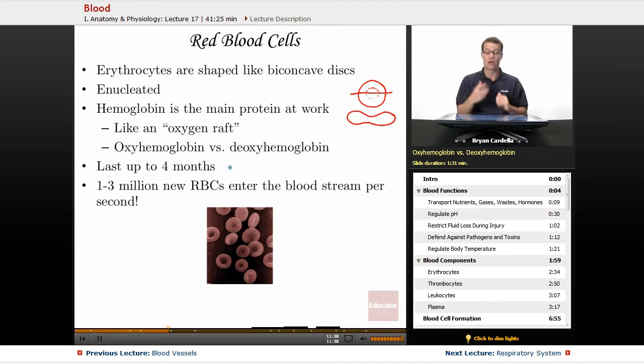So you can get away with having these damaged red blood cells because you're making 1 to 3 million new red blood cells, and they're entering the bloodstream every second. And this is variable because I've seen textbooks say 1 million, I've seen textbooks say 3 million. So there's a range. I'm sure it depends on the person, their size, and how many liters of blood are in their body.